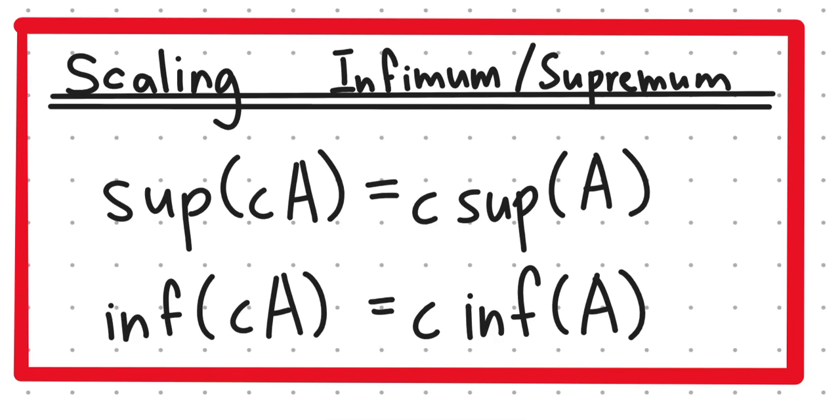In this video, we're going to talk about the scaling factor of infimum and supremum. It states that the supremum of C times any set A is given as C times the supremum of A. And the same thing follows for infimum: the infimum of C times a set A is equal to C times the infimum of A. So let's start right now and prove this formula.